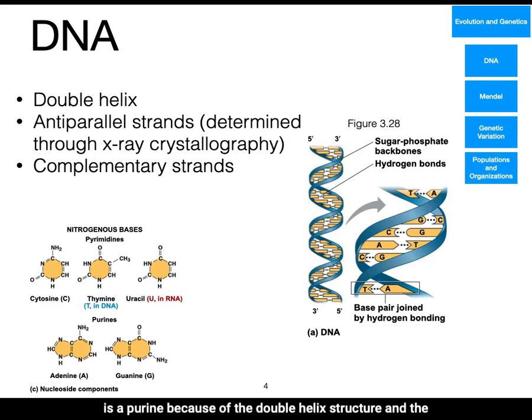a purine. Because of the double helix structure and the structure of each of these bases, the purines cannot bind to themselves, and the pyrimidines cannot bind to themselves. Biologists have concluded, based on evidence, that both A and T always base pair and C and G always base pair.